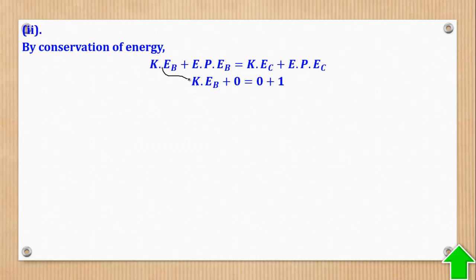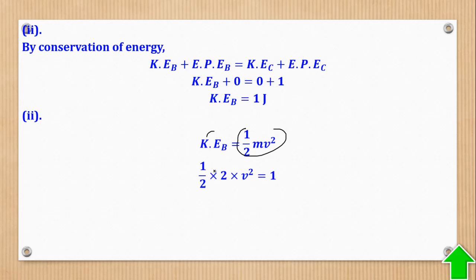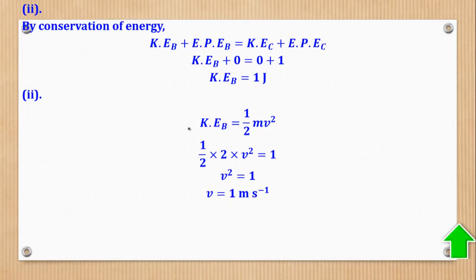So kinetic energy at point B, elastic potential energy at point B is 0, kinetic energy at point C is 0, elastic potential energy at point C is 1. So kinetic energy at point B is 1 joule. But they also ask for velocity. We know that kinetic energy is a half mv squared. So substitute for m and for kinetic energy, and you'll be able to get the value of v. And that's what they wanted.